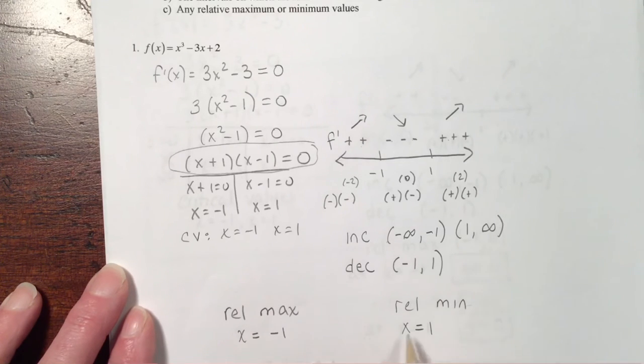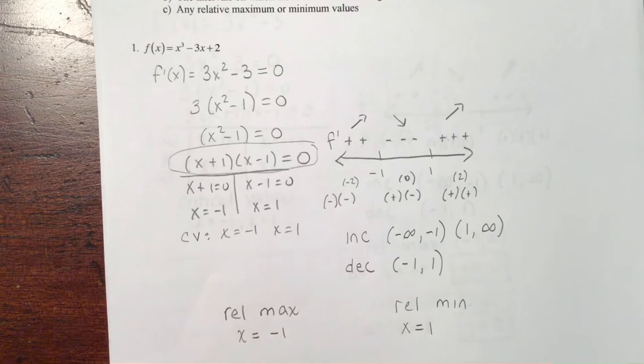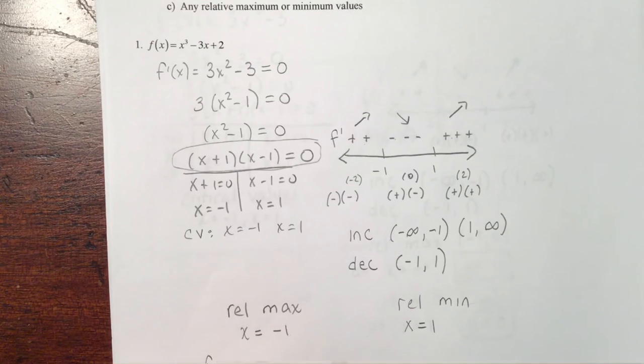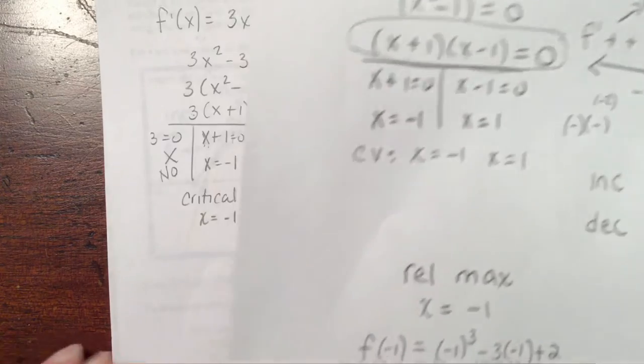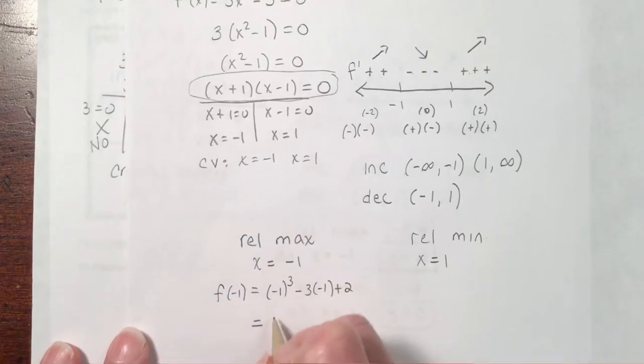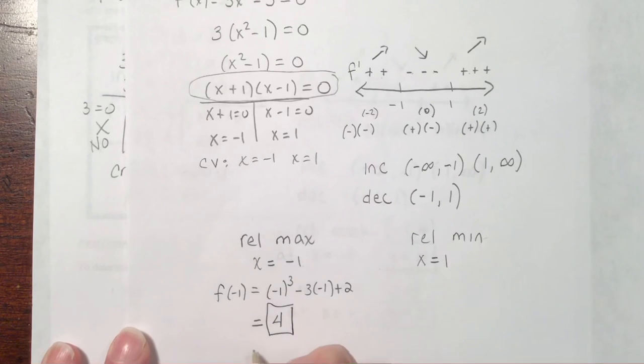But these are the x values where they occur. Sometimes you will be asked to find the y value, because that's technically the maximum value of the function. So to get the y value, you're going to plug -1 into the original function. When you plug in -1, we get 4. So the maximum value is 4.